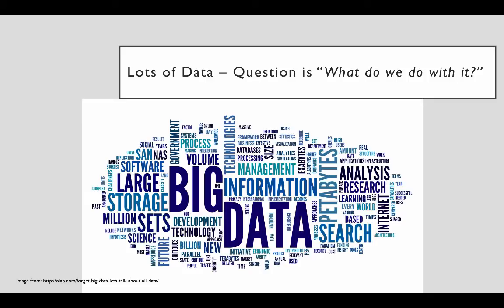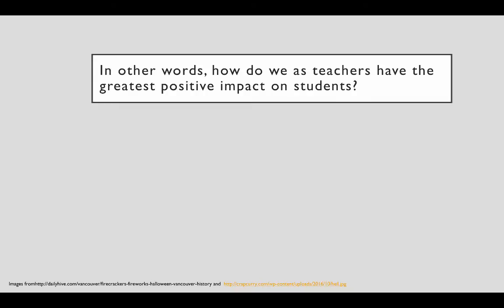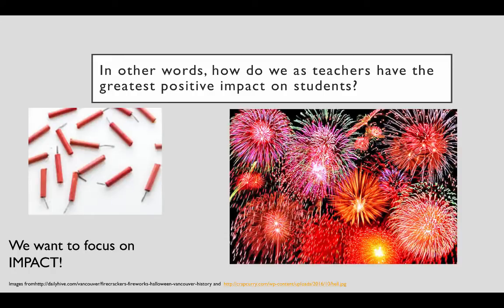And so what Hattie did, well, look at what Hattie did. He was attempting to answer the question, what do we do with all this research? How do we make sense of it? How do we interpret it in a reasonable, rational way that comes up with a bottom line that we can do something with? In other words, how do we as teachers have the greatest positive impact on students? We want to focus on impact.